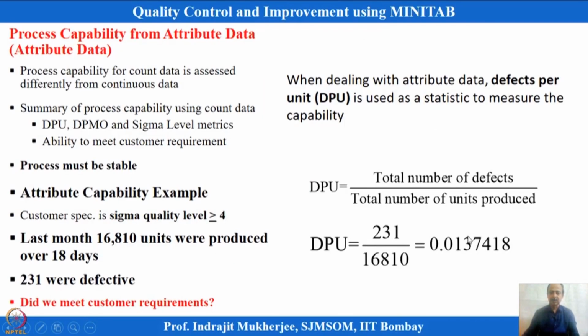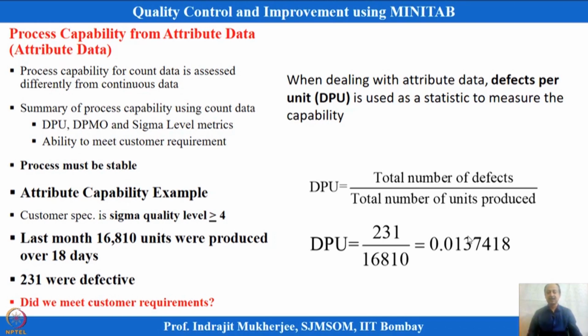So, this is about process capability. Now, in case of attribute data, where we have defects or defectives, how do we calculate the sigma levels or process capability? Is there any conversion that we can do?